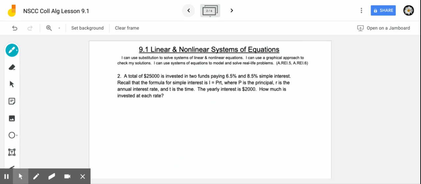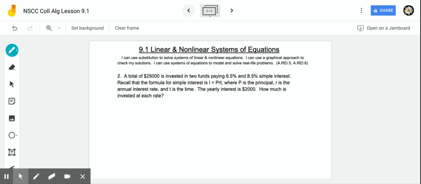All right, let's go back to that word problem at the beginning of the notes. We're investing $25,000 into two different funds, 6.5% and 8.5% simple interest. The formula for simple interest is I equals PRT. We've got principal, rate, and time. And our total interest is $2,000. How much is invested at each rate?